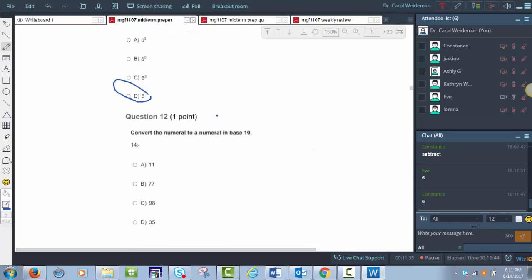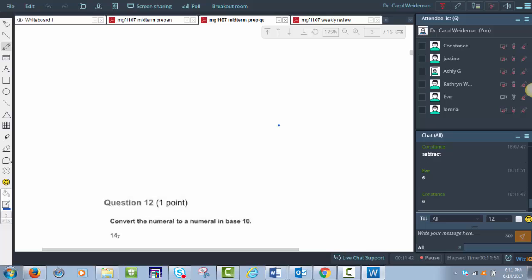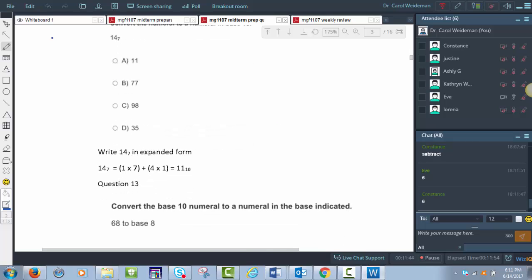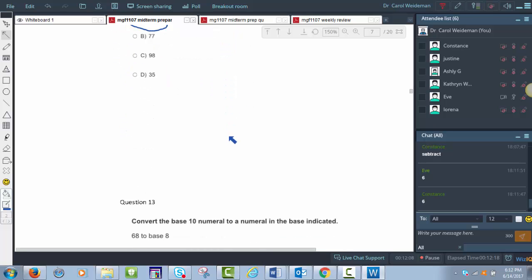Okay. Now we want to do a conversion. We want to convert from base 7 back to base 10. I've got a detailed solution for you on this one. Write it in expanded form. My positional values are 1 and 7, so I've got 1 times 7 plus 4 times 1. 7 plus 4 is 11. So this is 11 in our base 10 Hindu Arabic system. Going that way is pretty easy. Write it in expanded form and then just add the numbers together to get it back into base 10.